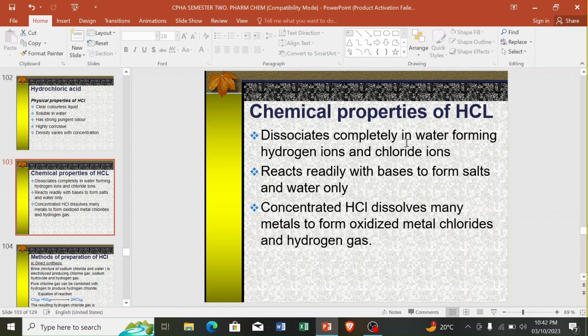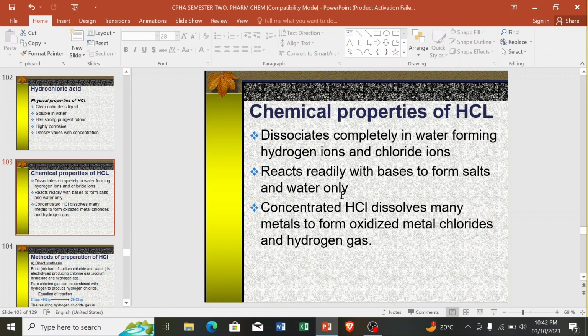When they say it dissociates completely in water, forming hydrogen ions and chloride ions, we see that since it dissolves in water, in the process of dissolving it is going to dissociate completely to form both a cation and an anion. The cation formed is the hydrogen ion, and the anion formed is the chloride ion. Another chemical property is that HCl reacts with bases to form salts and water. We know that every acid reacts with a base to form salt and water. For example, we can have sodium chloride.